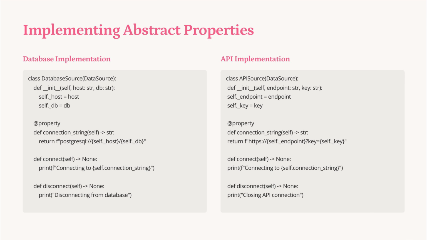Implementing abstract properties ensures subclasses like DatabaseSource and APISource provide specific connection strings. DatabaseSource uses a PostgreSQL format, while APISource constructs a URL with an endpoint and key. Both classes implement connect and disconnect methods, demonstrating how abstract properties enforce consistent interfaces across different data sources.